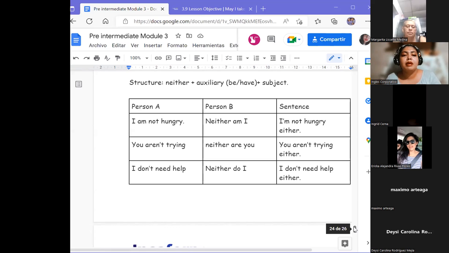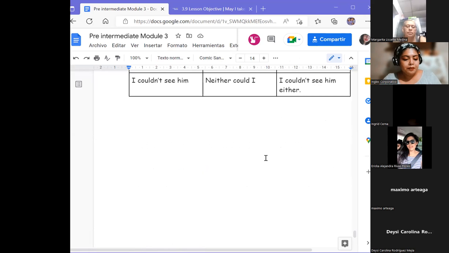So in that case, we need to remember that if we are using neither, it is a short answer, that is, neither am I, neither are you, neither do I, neither can I, and all of the things that we can use to answer with that expression. And in the other kind of answer, we need to say almost the whole sentence, but adding either at the end. Now we are going to see the examples for so and to with positive sentences. So in this case, we are going to say positive, and we are going to have so and to. It says that so and to are used to show agreement with positive statements, that is, said by person A in the examples that we have here.